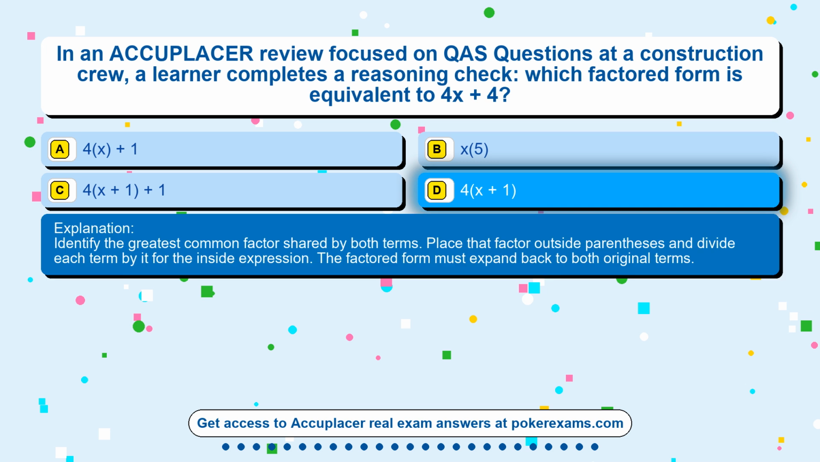Identify the greatest common factor shared by both terms. Place that factor outside parentheses and divide each term by it for the inside expression. The factored form must expand back to both original terms.